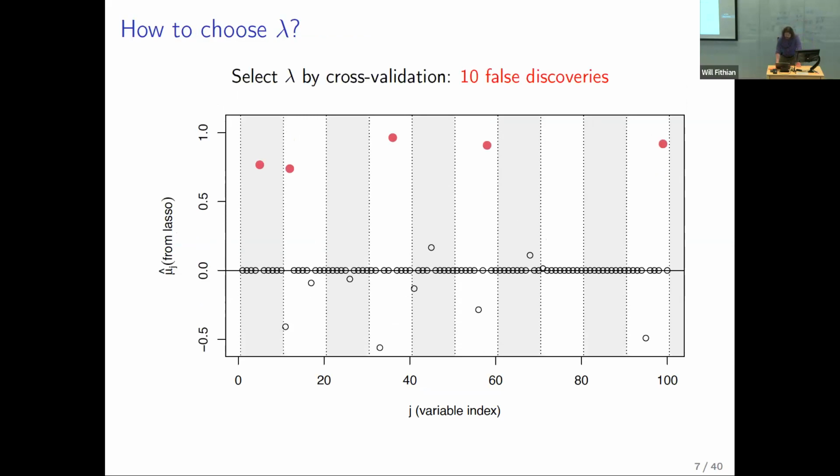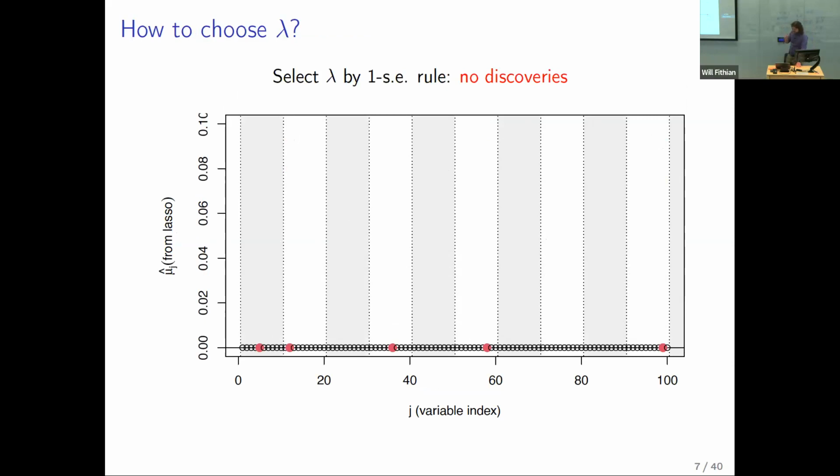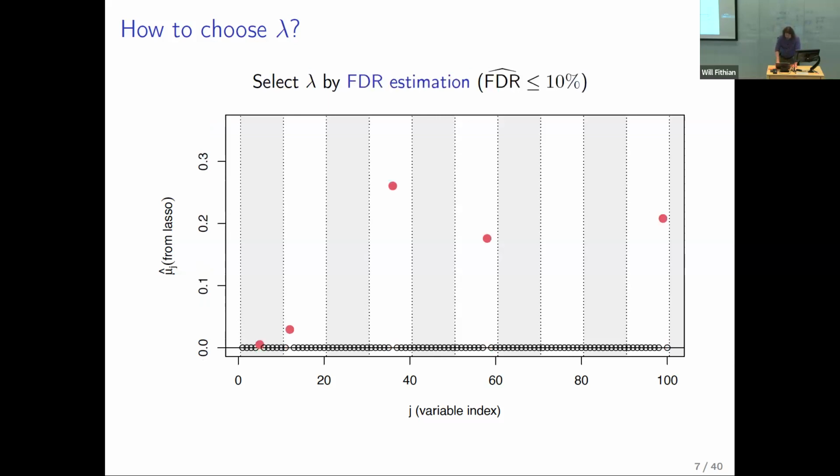Okay, so cross-validation gives us 10 false discoveries. And if we were to use the 1 standard error rule, we would get no discoveries at all in this case. We would choose the largest possible lambda. So instead, we could actually try to select lambda to target a false discovery rate. In this example, we're a little lucky that we happen to get all of these. But at least in this example, we can get perfect classification if we actually target the false discovery rate.